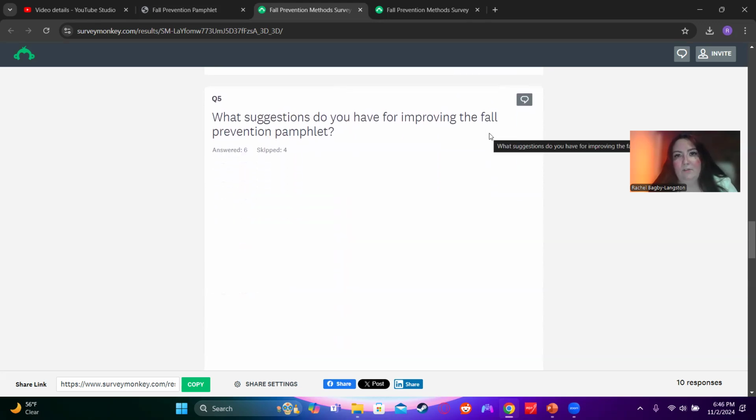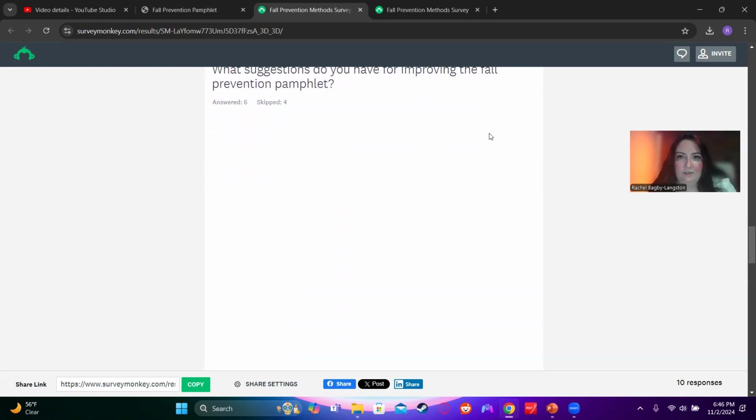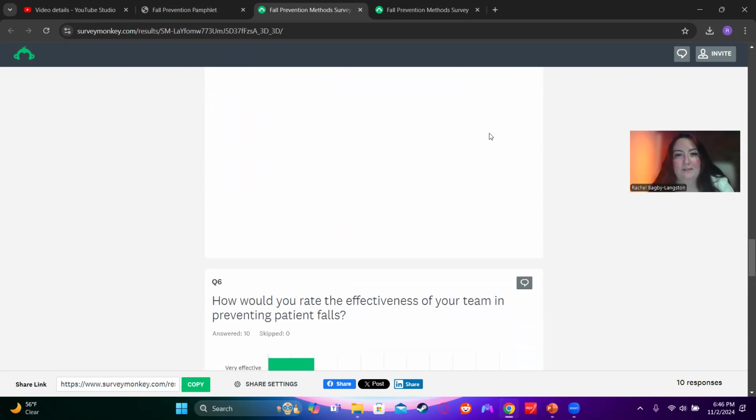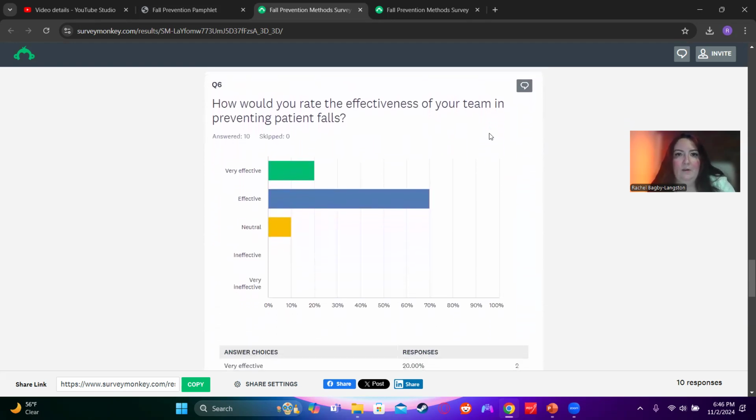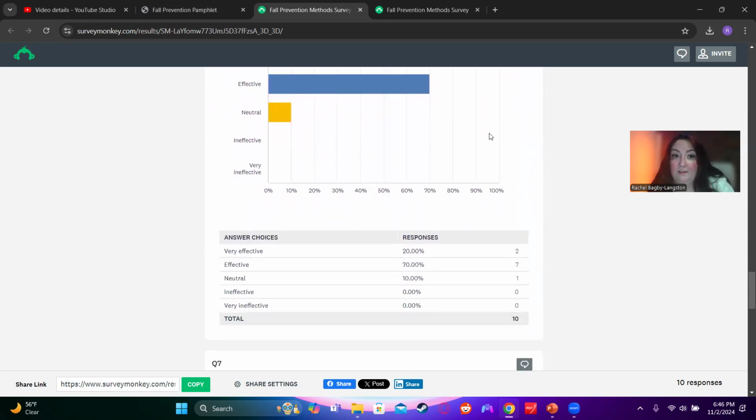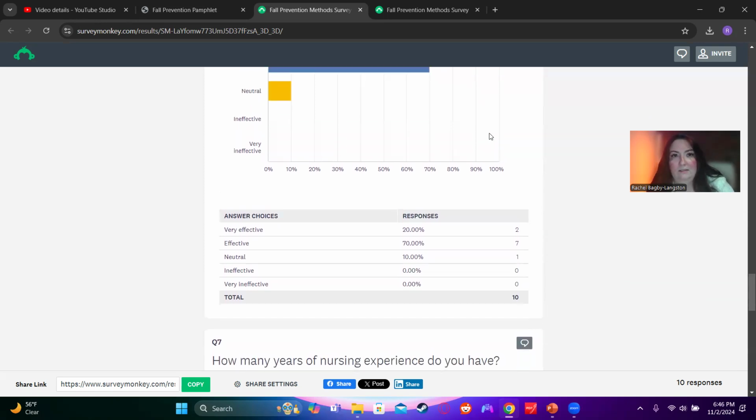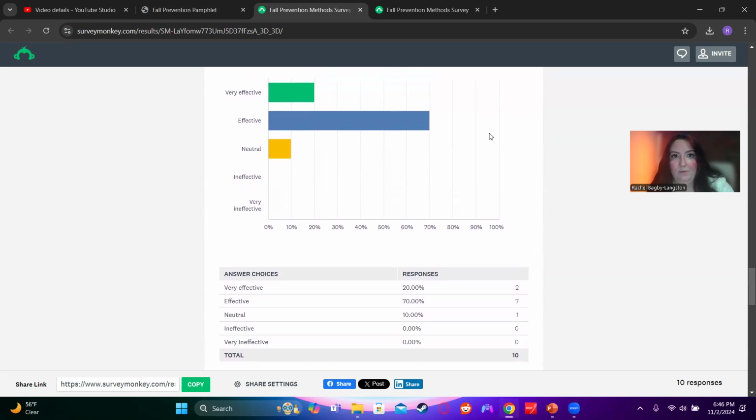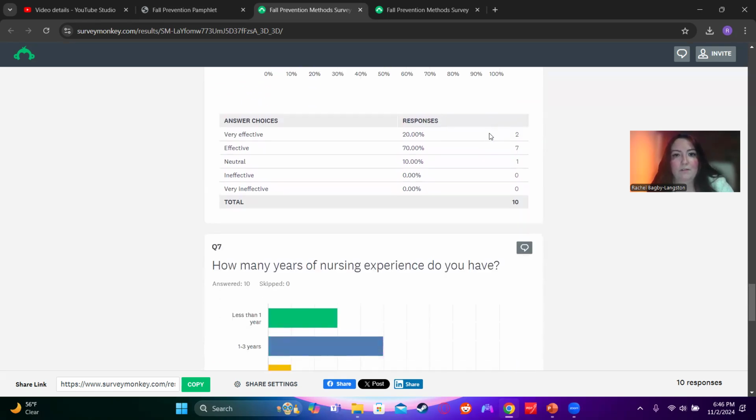What suggestions do you have for improving the fall prevention pamphlet? 4 people skipped this question and 6 answered it. There were responses like adding how to use the gait belt, and also the MORS fall risk instructions, basically. Then, how would you rate the effectiveness of your team in preventing falls? 2 people said very effective, 7 said effective, 1 said neutral. So a little wiggle room there. We definitely want to be very effective in preventing falls.